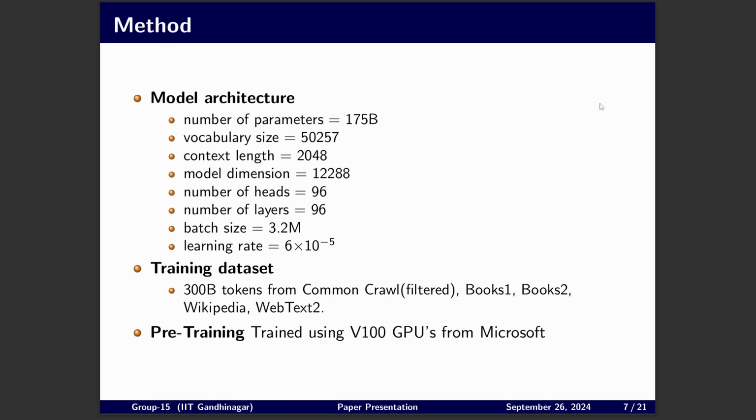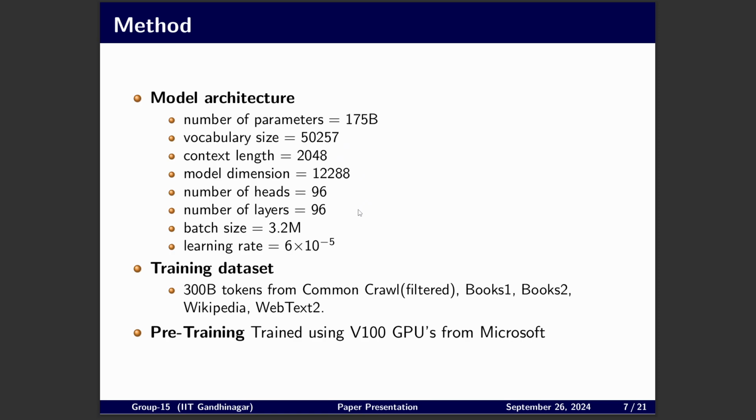Here are some of the numbers from the paper. As you can see, the vocabulary size is around 50,000. The context length is 2048, which is twice the context length that they used for GPT-2. The model dimension is 12,000 and they have used 96 layers. They trained GPT-3 on 300 billion tokens that were extracted from a filtered version of Common Crawl, Books 1 dataset, Books 2 dataset, Wikipedia dataset, and WebText 2 dataset.